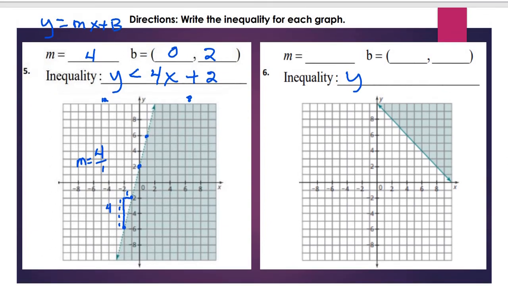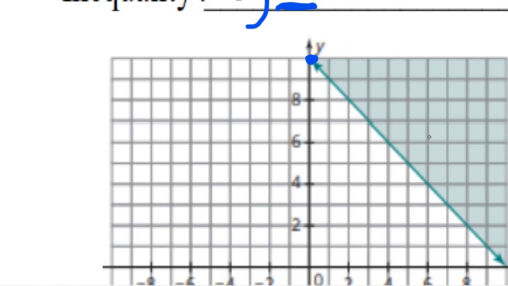Then come over here. I see that this time, right here, the shading is above the line. So I'm going to put greater than, and I see that this is a solid line, so I'm going to put an equal right here. Now my y-intercept is right here at 0, 10, and I've got to come up with my slope. Now I see that this line is going through every point right here.